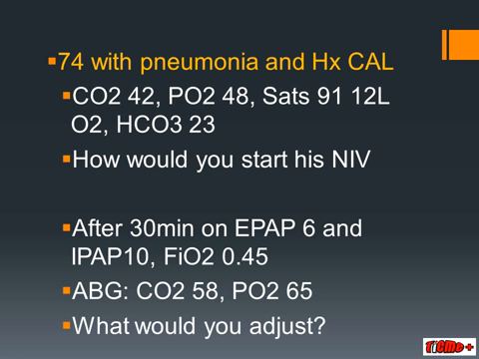Okay, so you started off on relatively low values of an EPAP of 6 and an IPAP of 10. You're on an FiO2 of 0.45 after 30 minutes, and you do another ABG. That comes back with a CO2 now of 58 and a PO2 of 65. What would you adjust?